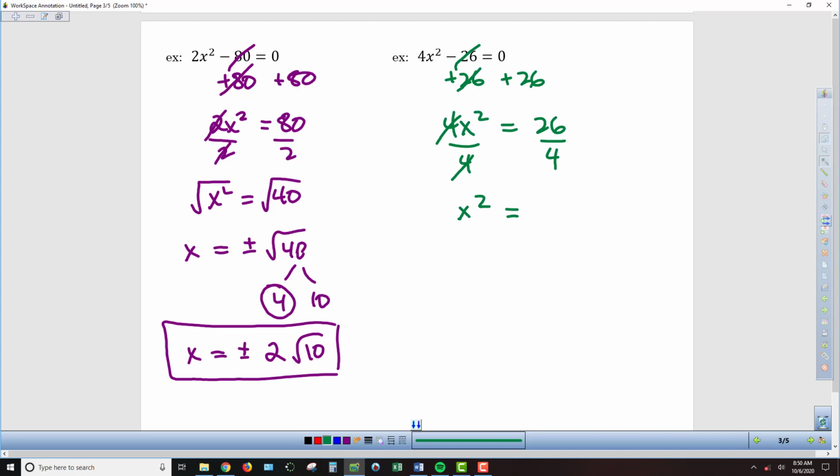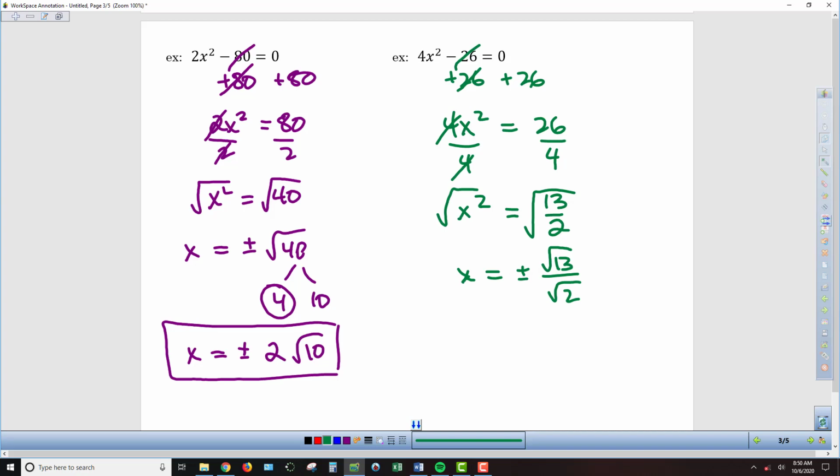But I can reduce this fraction. I can divide the top and bottom by 2. So I get 13 over 2. So now I'm going to have to take the square root of both sides. So I get x equals, now I'm going to split it up into separate square roots of square root of 13 on the top and square root of 2 on the bottom. And I do still need my plus or minus out front.